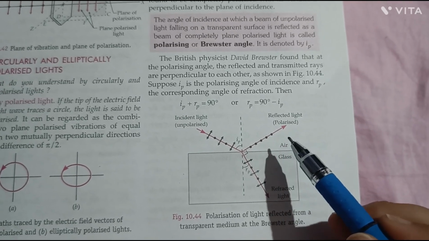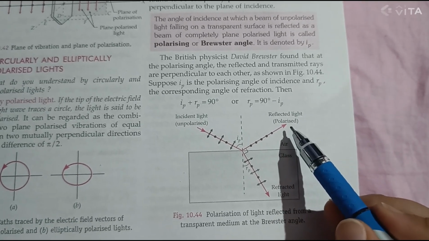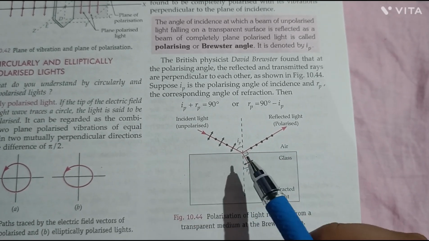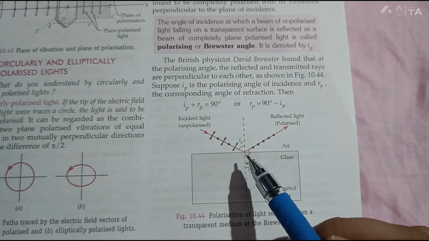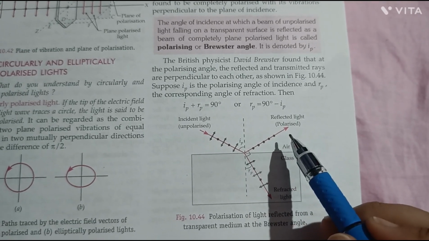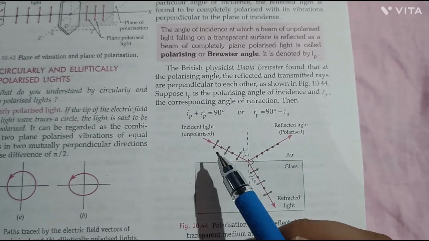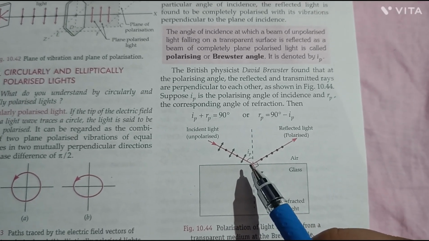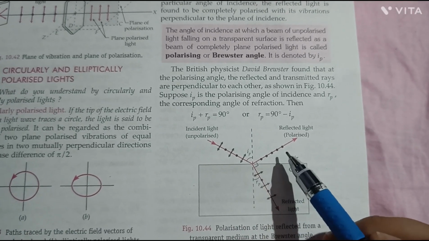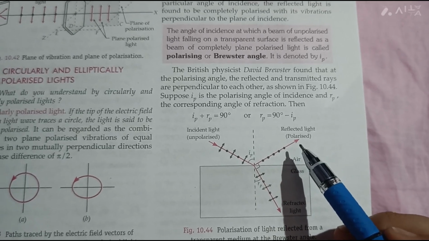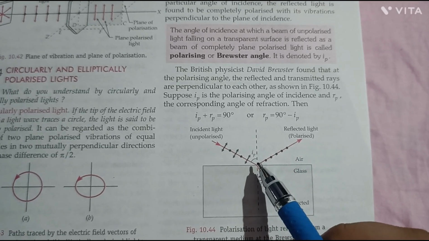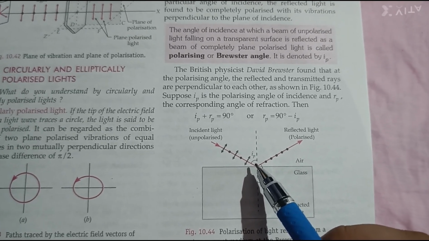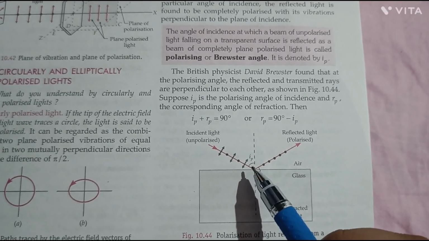Now the good part is that the reflected light is basically polarized. So it is not always that whenever you put any light on the surface it will always come out polarized. It's not like that. There has to be some particular angle at which you have to incident the light, and the result will be that the reflected light will come out polarized. That particular incident angle is nothing but the Brewster's angle.